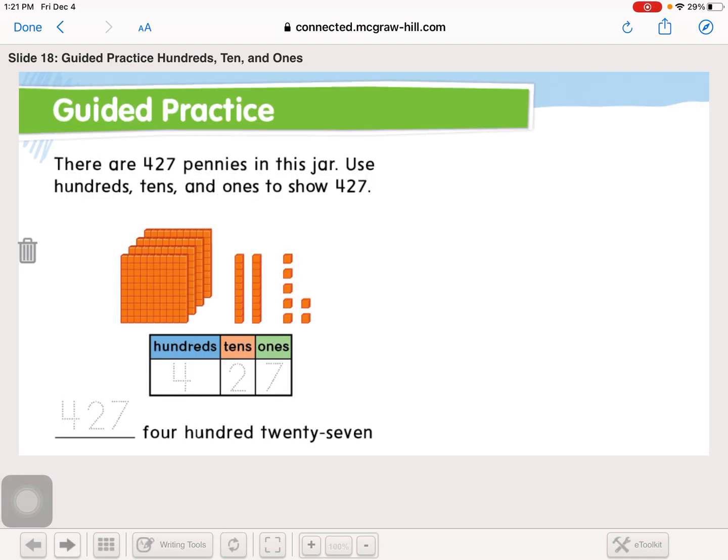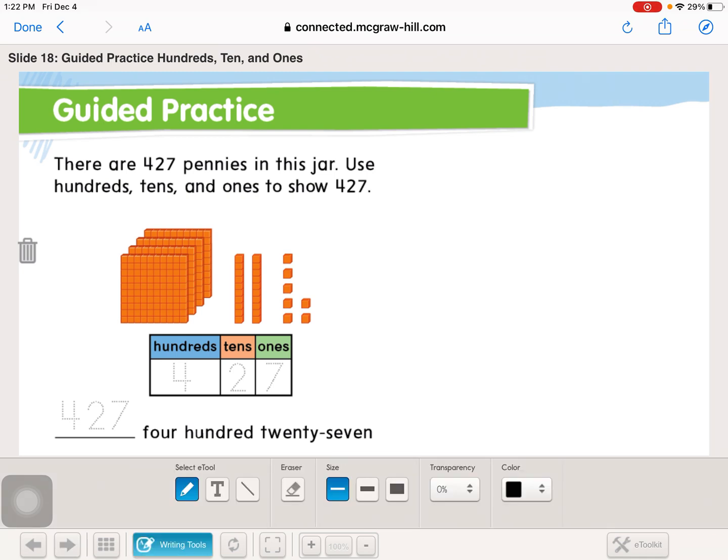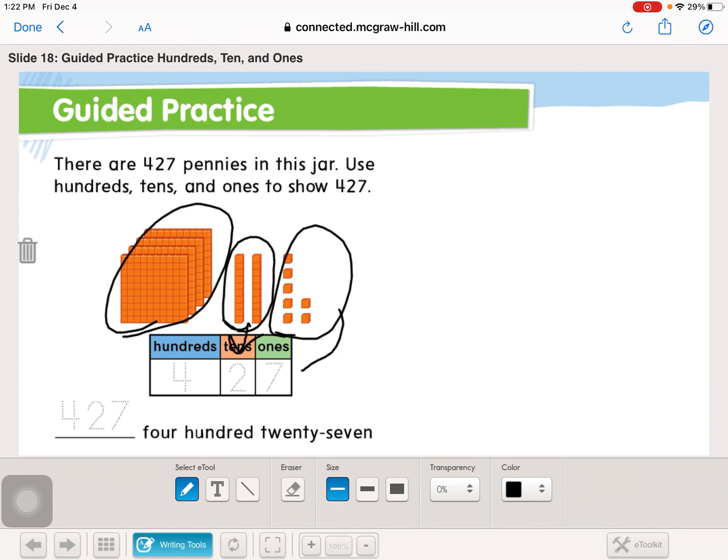Flip to page 302. We're ready for our guided practice. It says there are 427 pennies in this jar. Use hundreds, tens, and ones to show 427. So they have shown there's 4 hundreds here, 2 tens, right, and 7 ones, which equals 427.